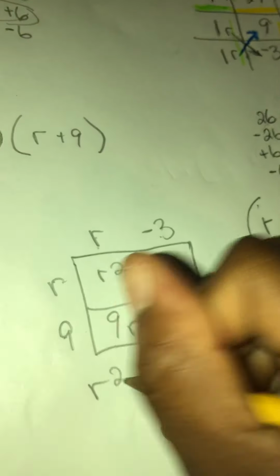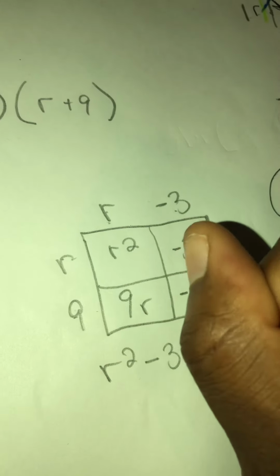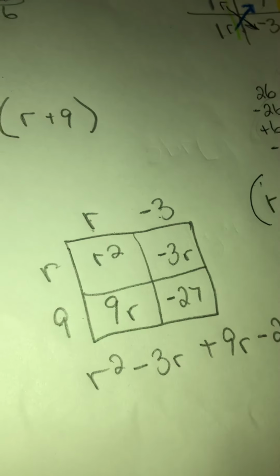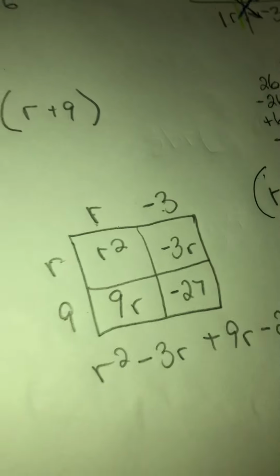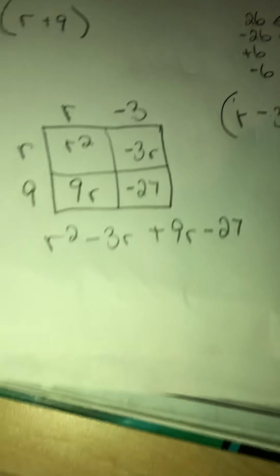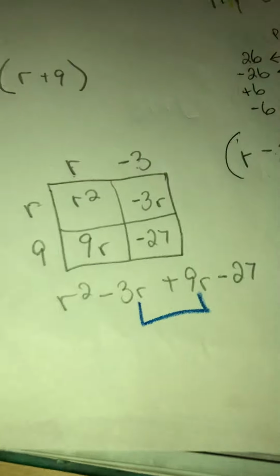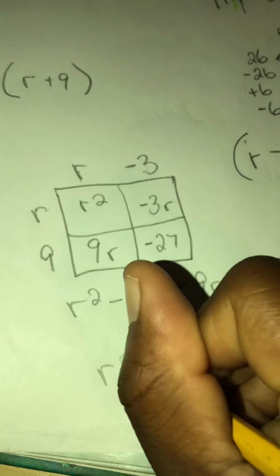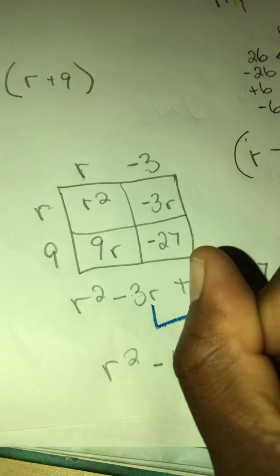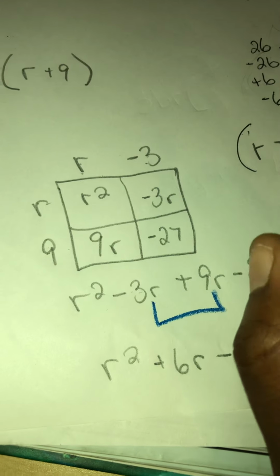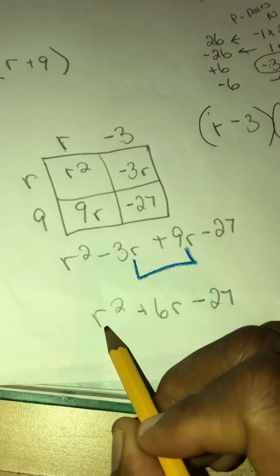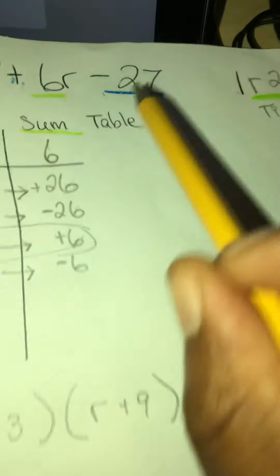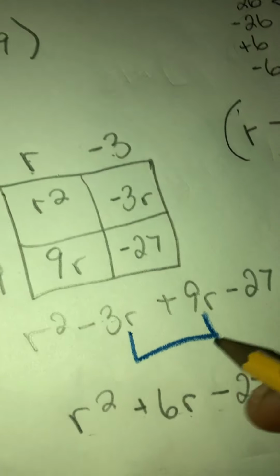So then now I write it out. But I need to remember that anytime I FOIL, do the box method or distribution of binomials, I always have like terms that need to be combined. So 9 minus 3 is 6. So this is the answer: r to the second power plus 6r minus 27, which is our original answer. So our check is correct.